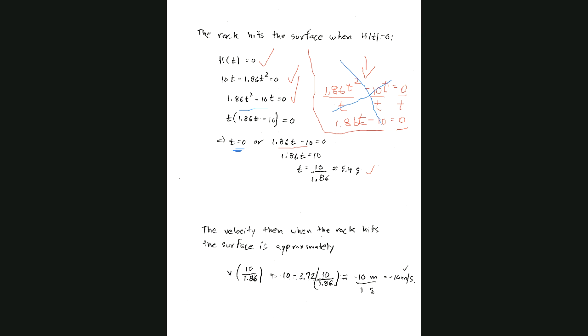But of course, naturally, we're interested in the later time, when time equals 10 divided by 1.86, which is about 5.4 seconds. That's when the rock's going to drop back down and hit the surface of the moon.